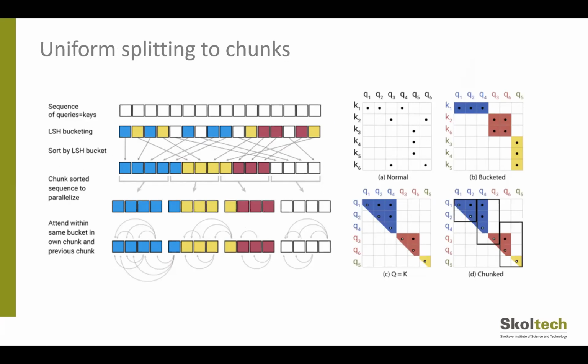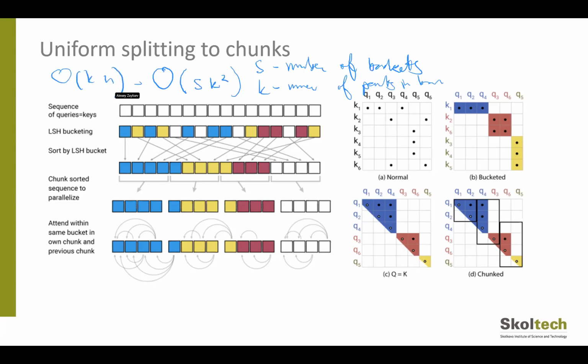Also, as we do all this in a random way, it can be the case that some clusters have more points than other clusters. And that is not very good, because our complexity equals k squared times s, where s is the number of buckets and k is the number of points in a bucket, and k equals n over s. So large buckets affect the overall computational complexity and memory complexity. So we want to make them equal.